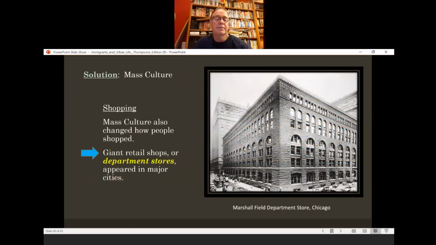Another example is shopping. These giant retail shops called department stores began to appear in downtown areas of major cities. This is a mass culture example as well. Before this, if you wanted to go shopping for clothes for your family, you'd have to go to maybe 3 or 4 stores just for the women's clothes, because undergarments, things like underwear, wouldn't be in the same place as dresses, and they wouldn't be in the same store as shoes. And for men, it's the same thing. You'd have to spend probably multiple days going from store to store.